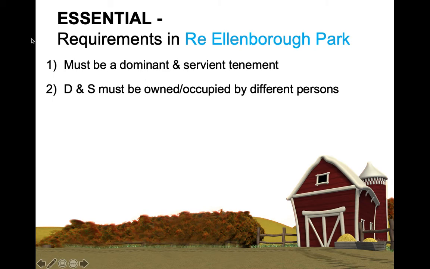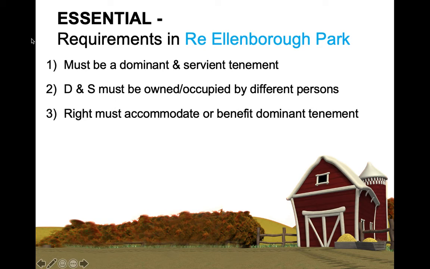The dominant and servient tenements must be owned or occupied by different people. Quite obviously it's not possible to have an easement over yourself. That's just you using your own land. So we need to articulate who the separate parties are who could have the kind of dominance or the servience, benefit or burden of the easement.